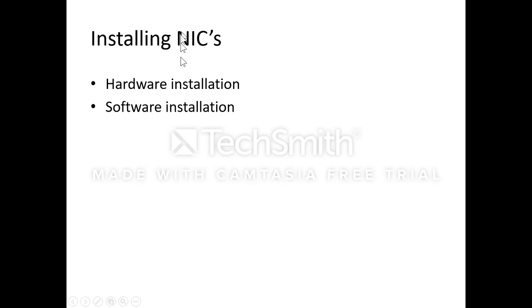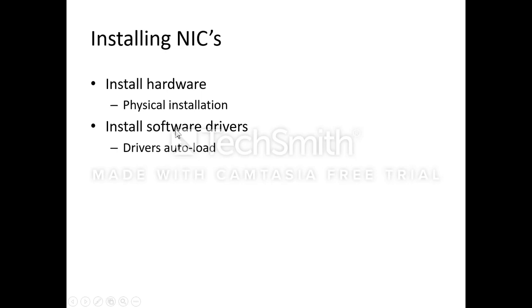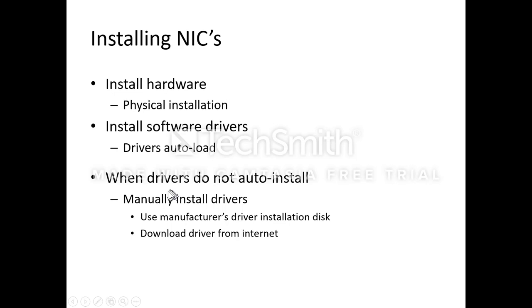To install network interface cards, you got 2 steps, the hardware installation and the software installation. And the hardware installation simply means plugging the network interface card to the motherboard and screwing in the grounding screw. And then the software installation simply means the installation of the drivers. And if the operating system automatically detects a network interface card, it can auto detect the drivers and auto load the drivers, and that's great. But they don't call us when the drivers auto install. They call us when the drivers don't auto install.